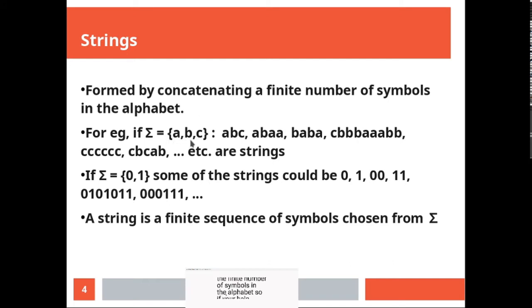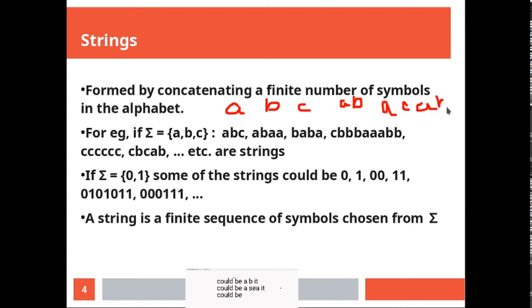So if your alphabet is A, B, C, you can have the string as simply A. It could be simply B. It could be simply C. It could be AB. It could be AC. It could be A, B, B. So any combination of input symbols is a string. Like in this language over 0 and 1, we have defined certain strings. It could be any combination of strings provided that the input symbol is in your alphabet.